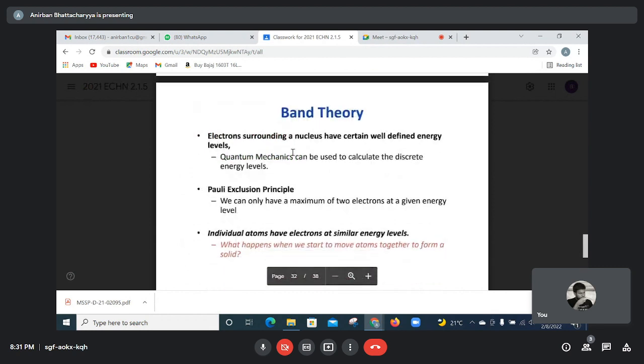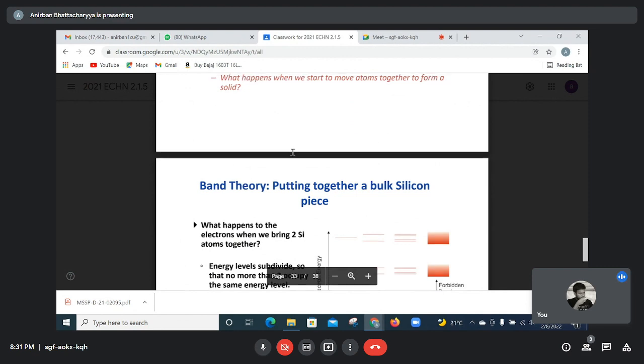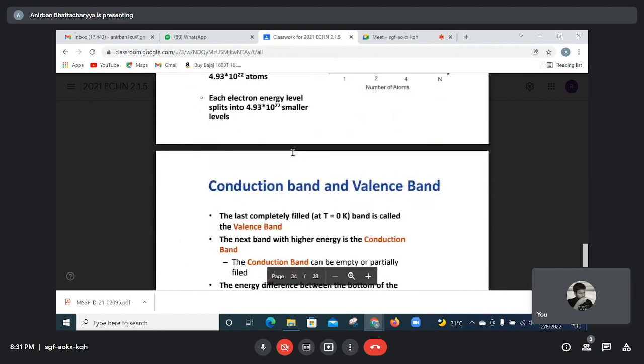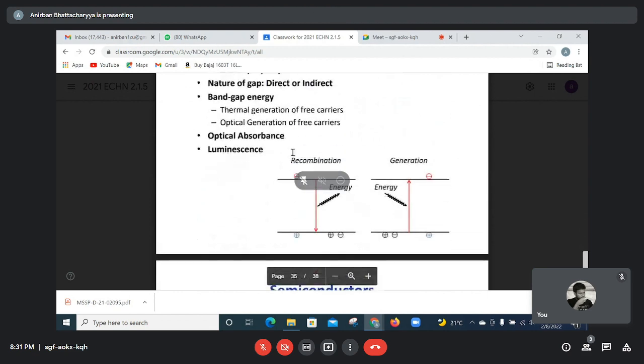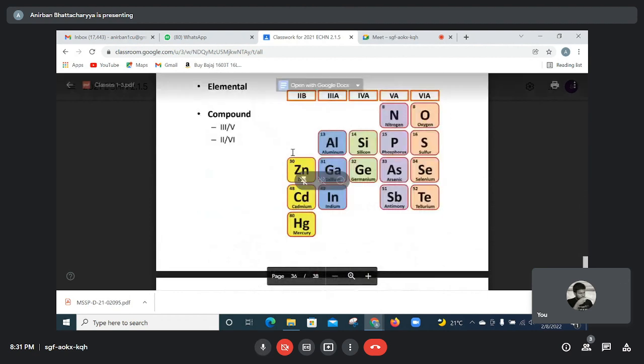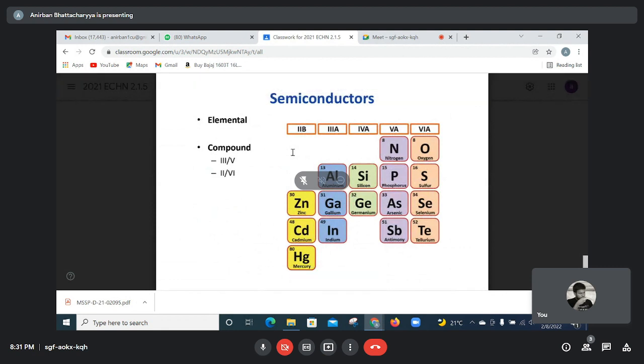And then there is the band theory of solids, which is there in the other part of the lecture, not mine exactly. AB Sir, I think, would teach you the band theory. So I just put that in here. Here, what is a conduction band? What is a valence band? It's there. And here, for example, we have the 3-5 semiconductors, the 2-6 semiconductors, and all of those stories.